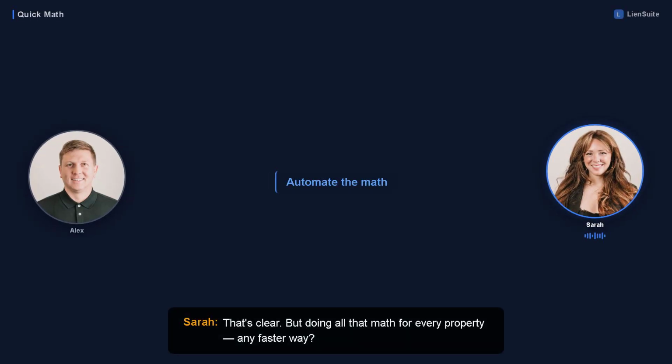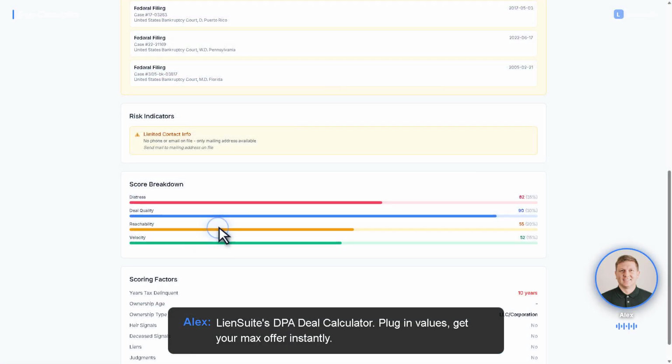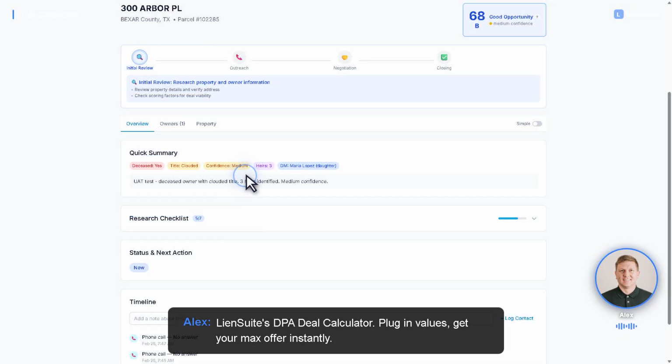That's really clear. But doing all that math for every property sounds tedious. Is there a faster way? Absolutely. LienSuite has a DPA deal calculator built into the platform. It takes the guesswork out. You plug in the as-is value, the back taxes, your estimated title cure costs, and your target profit margin, and it calculates your maximum offer instantly. It also factors in holding costs and gives you a clear breakdown so you know exactly where every dollar goes. Use it before every negotiation so you never overpay.